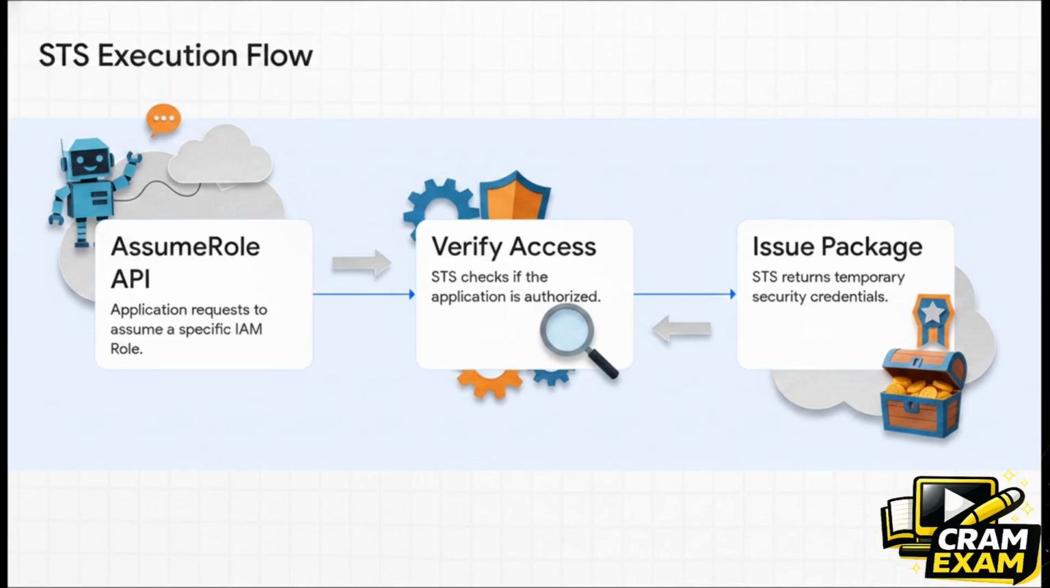First, your application makes an API call to STS using a very specific command called AssumeRole. Basically, the application raises its hand and says, hey, here is who I am, and I want to temporarily assume the specific IAM role to do my job. Next, STS checks to verify if the application is actually authorized to wear that hat. Finally, if it is approved, STS hands back a temporary credential package.